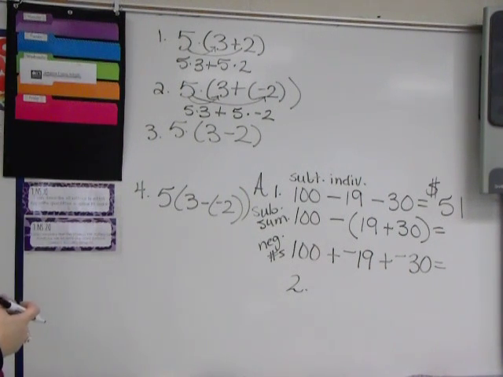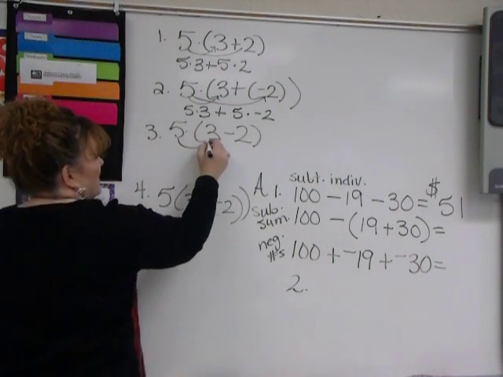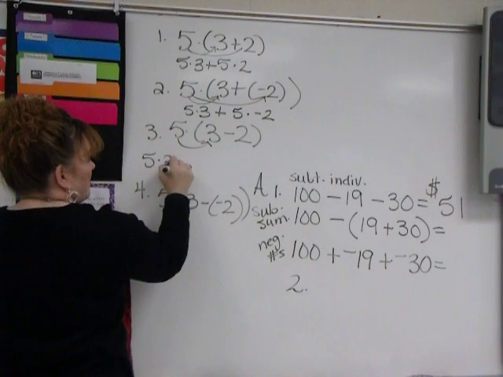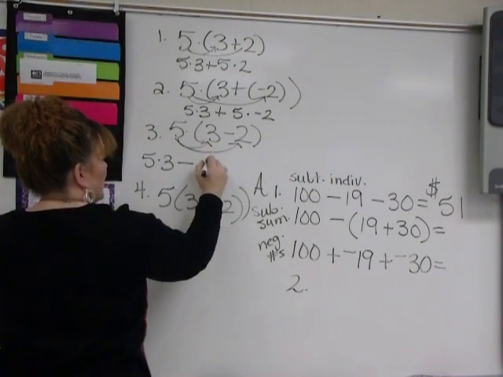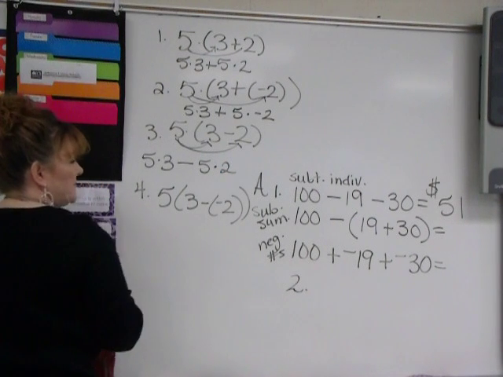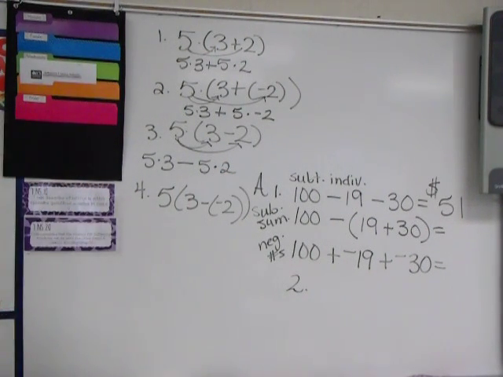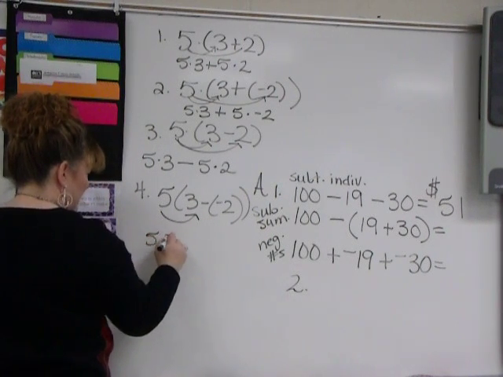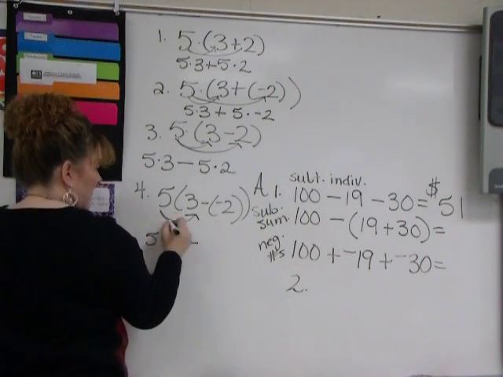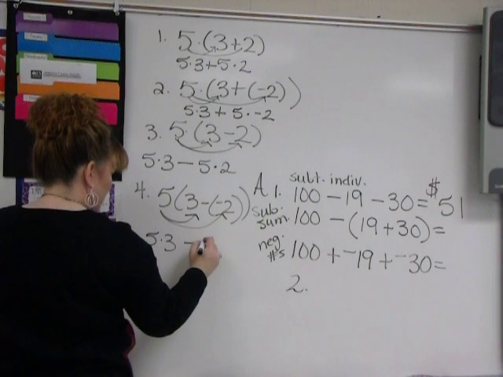Yes. For number 2, does it matter if you put your negative 2 in parentheses? No. Number 3 is 5 times 3 minus 5 times 2. And number 4 is 5 times 3 minus 5 times negative 2.